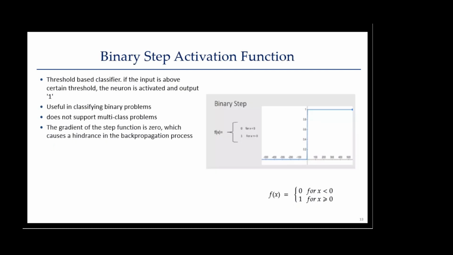The binary step activation function is a threshold-based classifier. If the input is above a certain threshold, the neuron is activated and the output is 1. Otherwise, the neuron is considered deactivated and the output is 0. The problem of the binary step activation function is that it does not support multi-class problems. It just produces 0 and 1, cannot produce anything in between. There are also some problems with the gradient. Since the gradient is 0, this causes some problems in the training process, as we're going to see later.